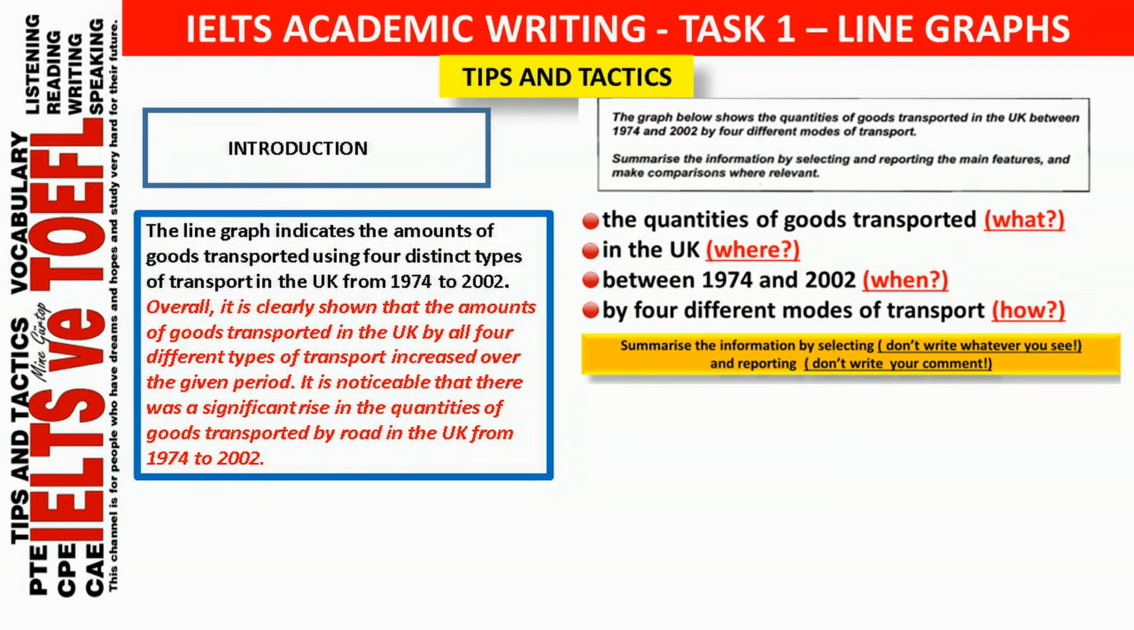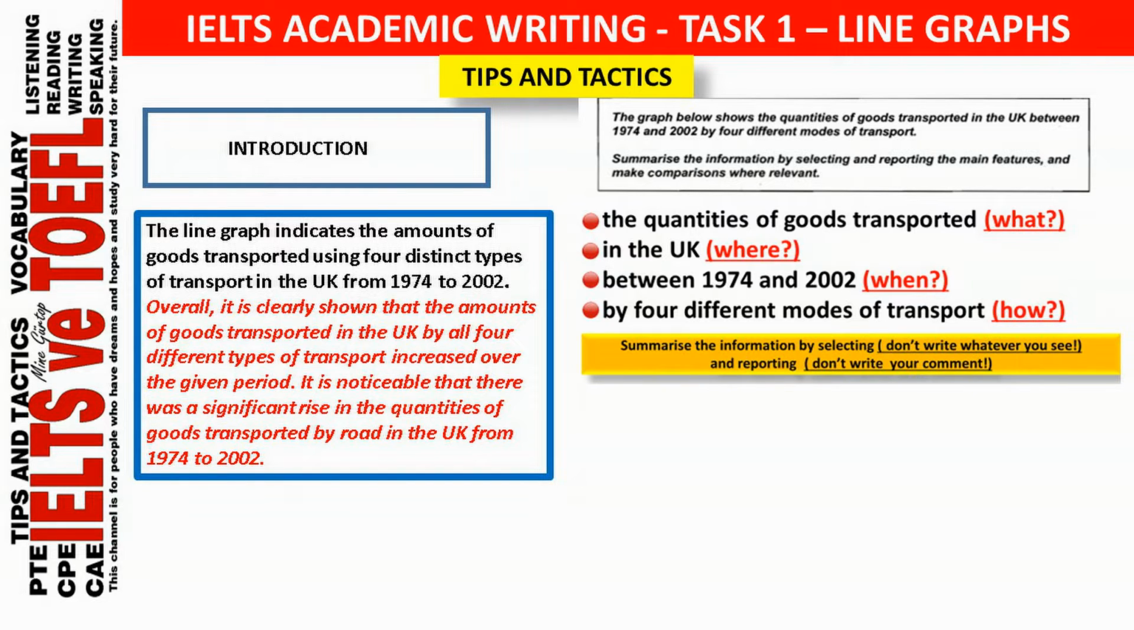Begin with an introductory sentence that describes the graph in general terms, but don't repeat the exact wording of the question. Then describe 1 or 2 general trends shown in the graph. Don't go into details, just report the most important trends you see when you look at the graph.